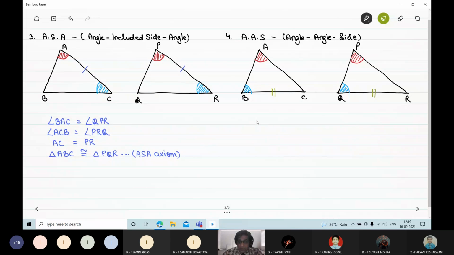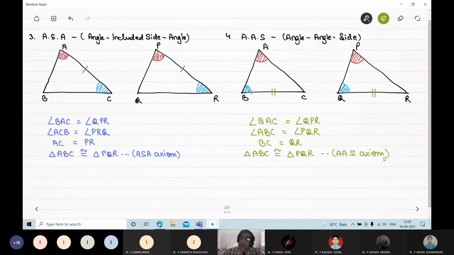Is this clear to everyone? Yes, sir. So if angle BAC is equal to angle QPR, angle ABC is equal to angle PQR and BC is equal to QR, we can say that triangle ABC will be congruent to triangle PQR, and this will be by AAS axiom, angle angle side axiom. So any two angles and any one side that is equal. Are these four criteria clear, children?